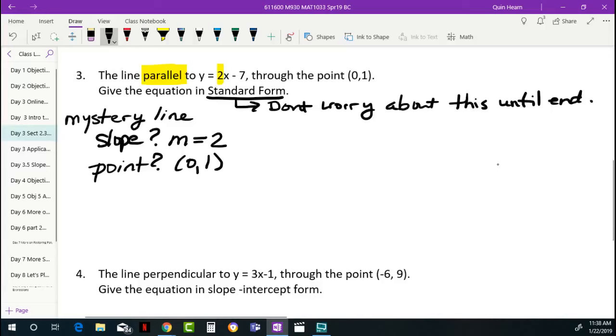So if you think you know the answer to that, go ahead and type into the chat bar. Is 0, 1 the y-intercept? And how do you know?